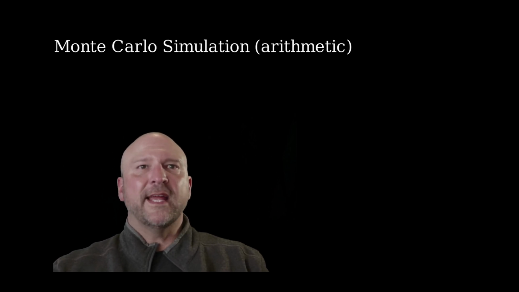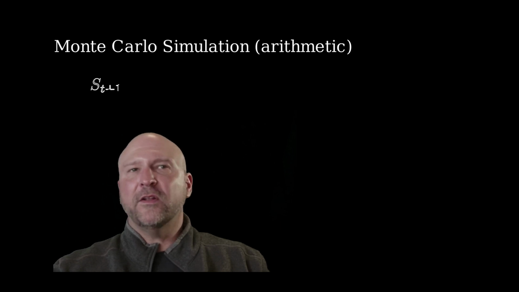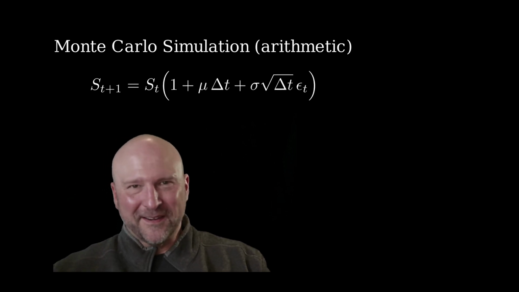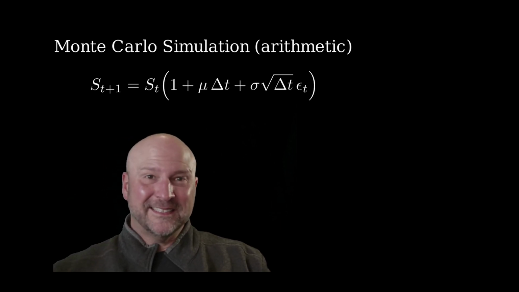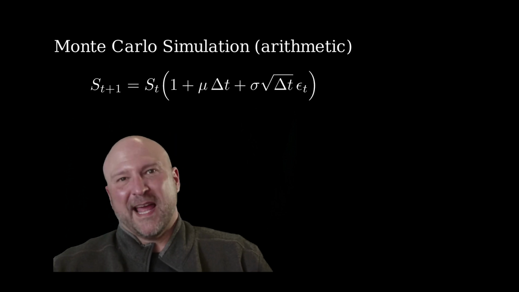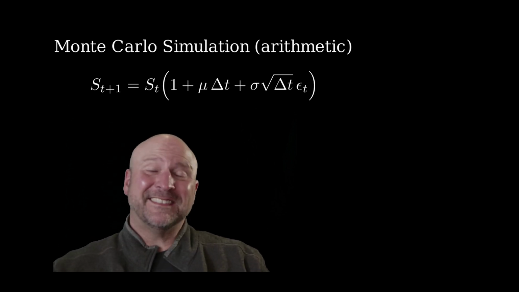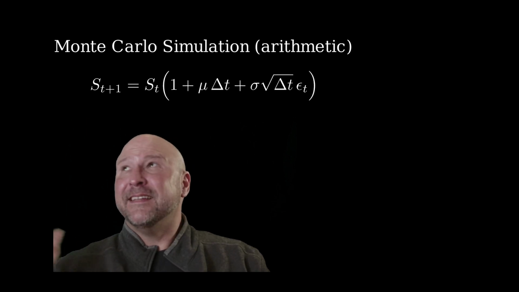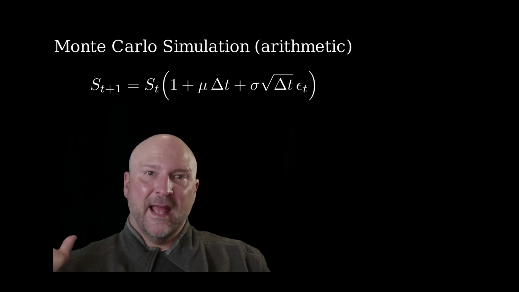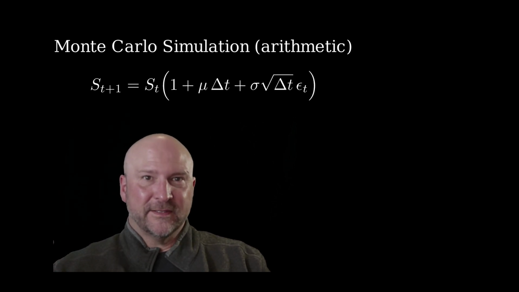So what is a Monte Carlo simulation? We'll start with the arithmetic version. Looking at this, all this is saying up here is this is the t+1. This is what's going to happen tomorrow. The S of time t is what's happening today. And then we've got 2 terms in here that are interesting. It's really just 2 things. That's all that's going on.